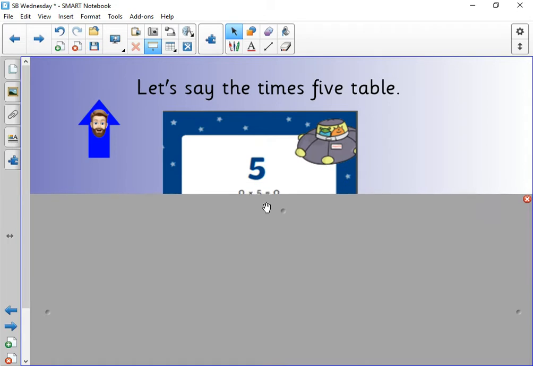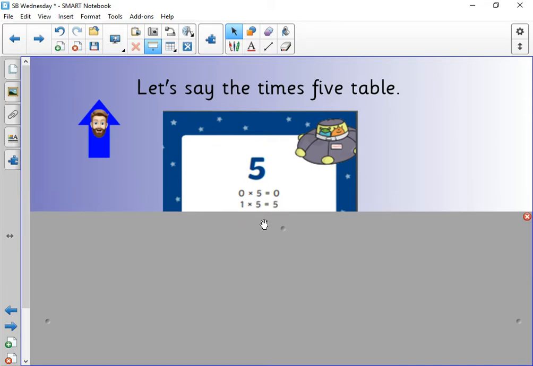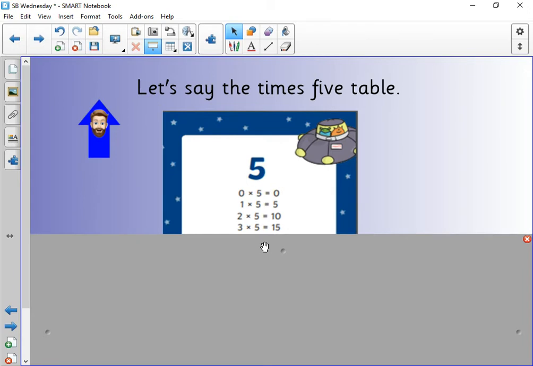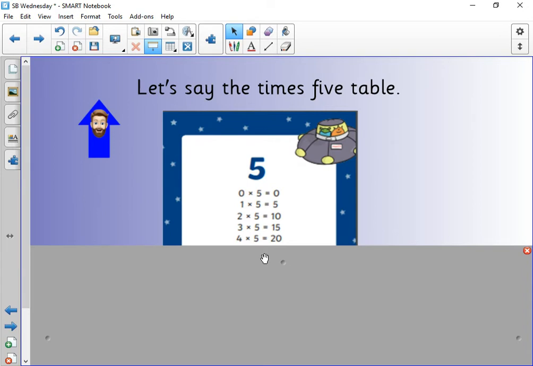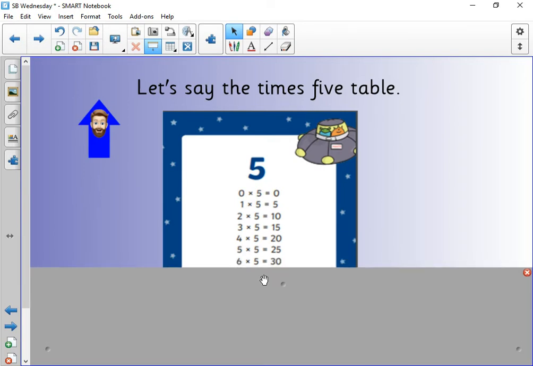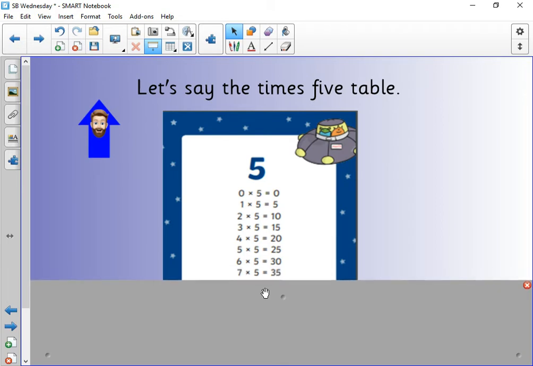Okay, now let's say the times 5 table. 0 times 5 is 0. 1 times 5 is 5. 2 times 5 is 10. 3 times 5 is 15. 4 times 5 is 20. 5 times 5 is 25. 6 times 5 is 30. 7 times 5 is 35.